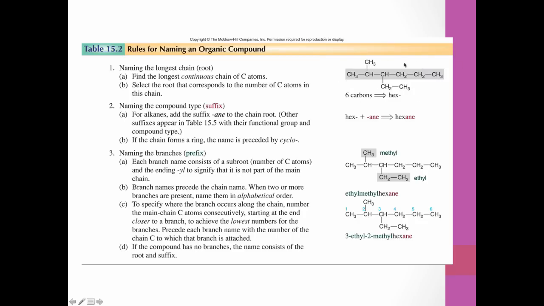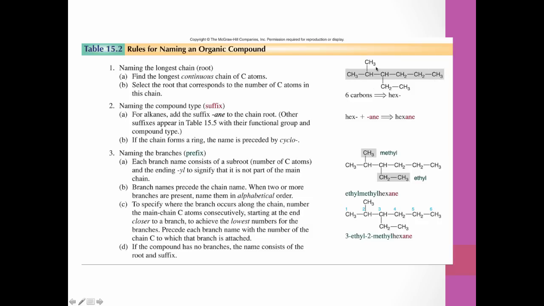And then I'm going to look at the type of bonds that are present. In this case, each of my carbon atoms is singly bonded to either another carbon atom or to 1 or more hydrogen atoms. So here, this carbon's bonded to 3 other hydrogens. This carbon's bonded to 3 carbons and 1 hydrogen. But it looks to me like there's only single bonds present. So because there's only single bonds present, that determines my suffix. And in this case, the suffix is an ane ending. So this molecule would be hexane.